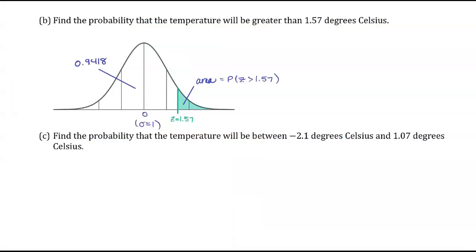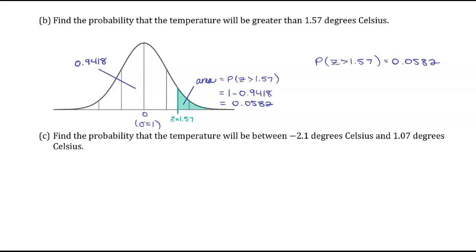And if the area to the left of 1.57 is 0.9418, then the area to the right is equal to 1 minus 0.9418, 1 minus the left area, which gives us an area of 0.0582. That is, the probability of having our data value, or temperature in this case, be greater than 1.57 degrees Celsius is equal to 0.0582, or just under 6%.